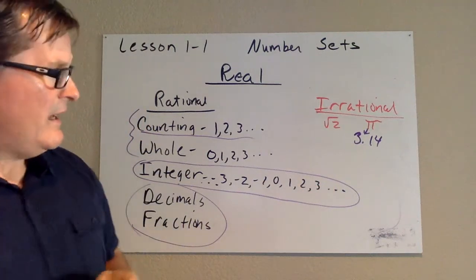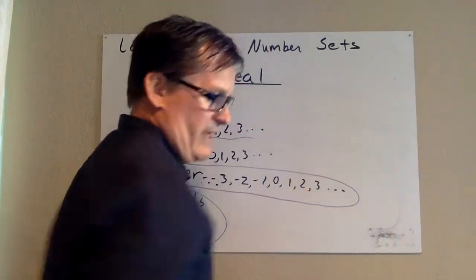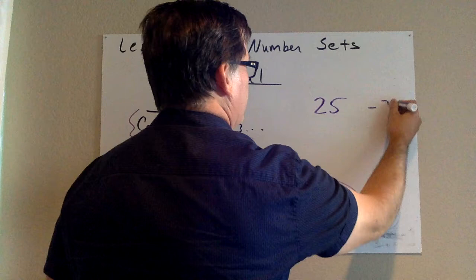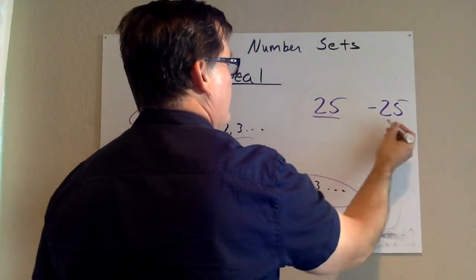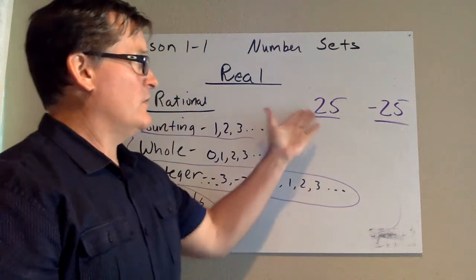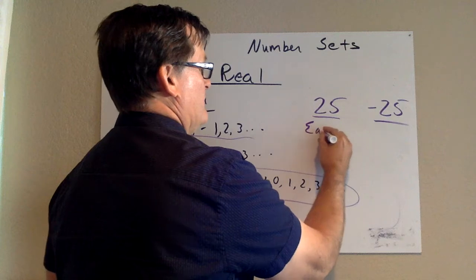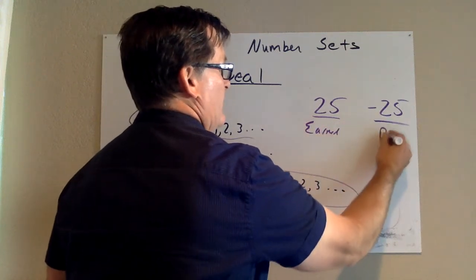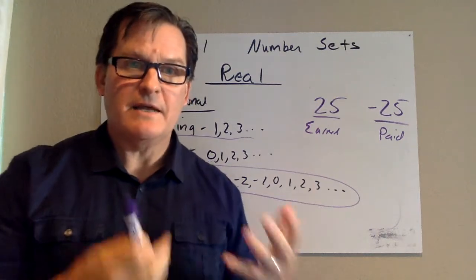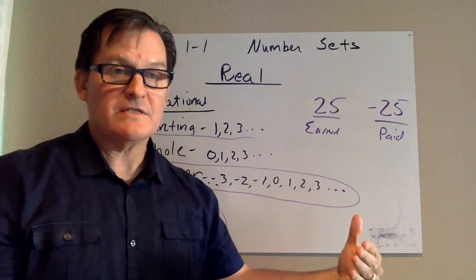The best example I can come up with, I'm going to erase irrationals for now, is let's just look at the numbers 25 and negative 25. Okay, 25 and negative 25 are both 25, and I'm going to talk about dollars. $25 earned, $25 paid. In both instances, we're talking about the same $25. $25 has the same value in both instances.